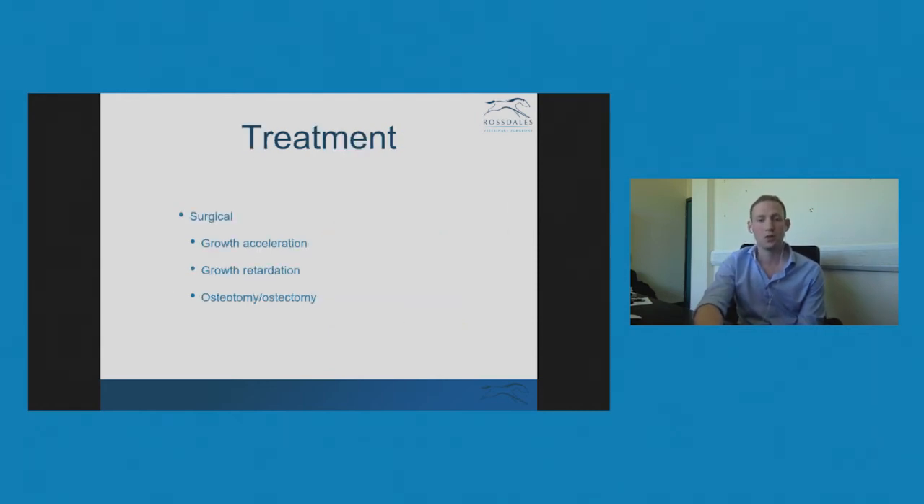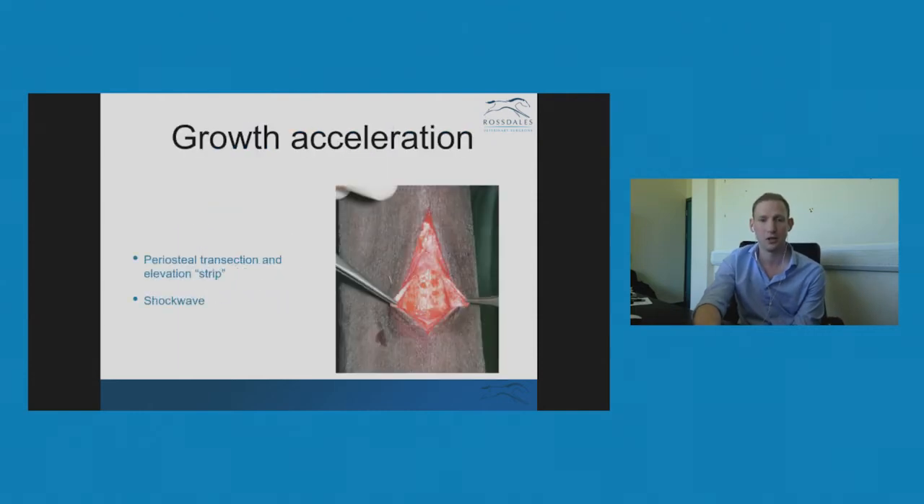Moving on to surgical treatment, there are two really major treatment approaches, and then a third that I've mentioned at the bottom there that's really under very extreme circumstances. The osteotomy, ostectomy is usually reserved for those adult horses where there's no growth plate left to affect. So starting off with growth acceleration.